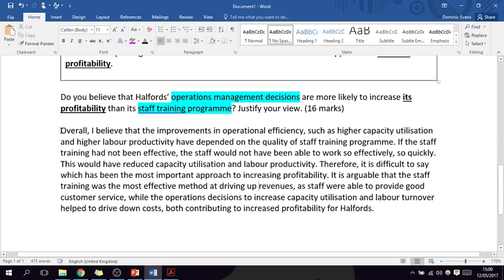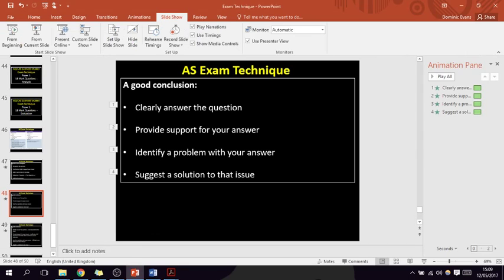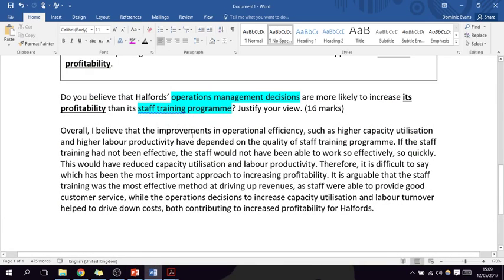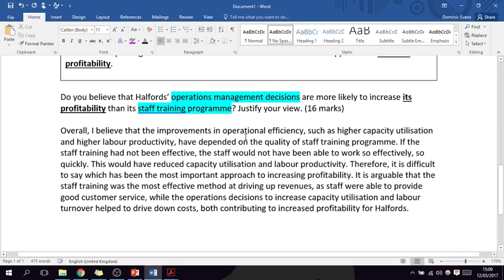So what's my paragraph going to look like? Well, I said, first of all, clearly answer the question. Actually, in this case, I don't think there is such a clear answer to the question. So my answer is this: I believe that the improvements in operational efficiency, such as higher capacity utilisation and higher labour productivity, have depended on the quality of the staff training programme. So my answer is actually that the implementation of these operations management decisions has depended on the staff training programme. It's very difficult to separate them.